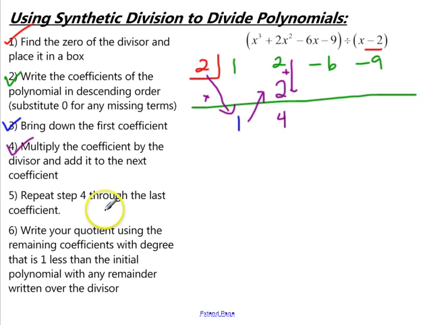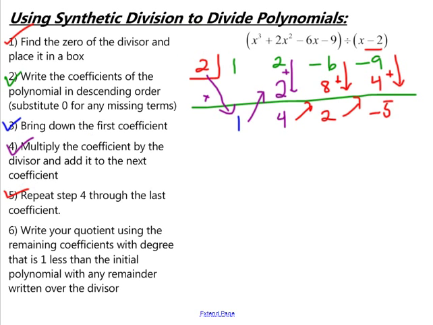We're going to repeat step 4 until we get through the last coefficient. So take our 2, multiply it by 4, and that gives us 8. Then we want to add down. Negative 6 plus 8 is going to give us 2. And then 2 times 2 is 4. And then we want to add down. Negative 9 plus 4 is negative 5.